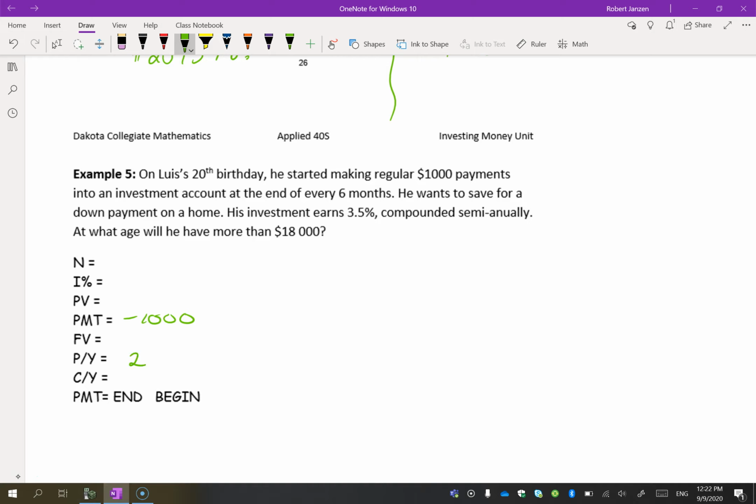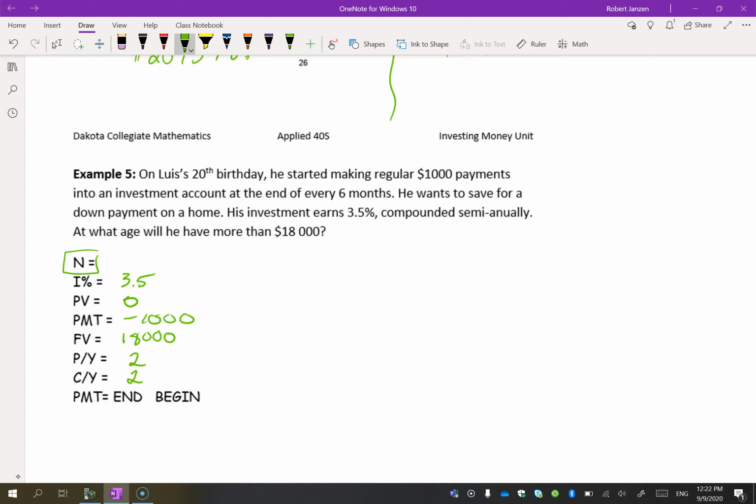Okay, he wants to save for a down payment on a home. His investment earns 3.5% compounded semi-annually, compounded twice a year. At what age will he have more than $18,000? Okay, so that's the minimum he wants, $18,000. All right, oh, by the way, we're starting with nothing.